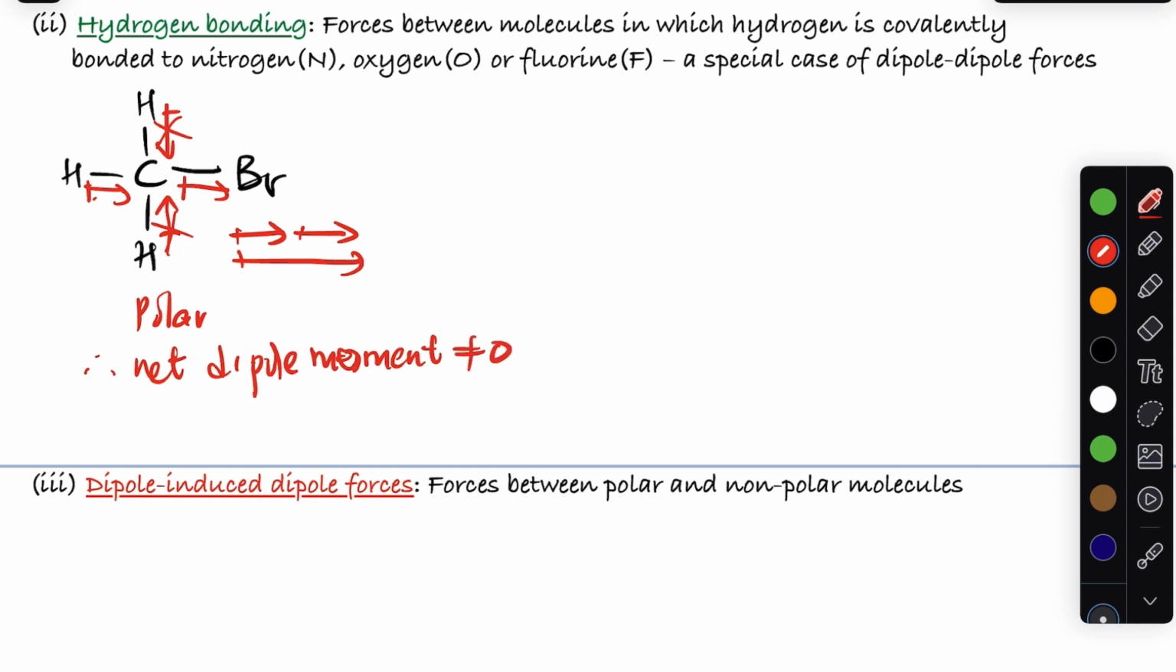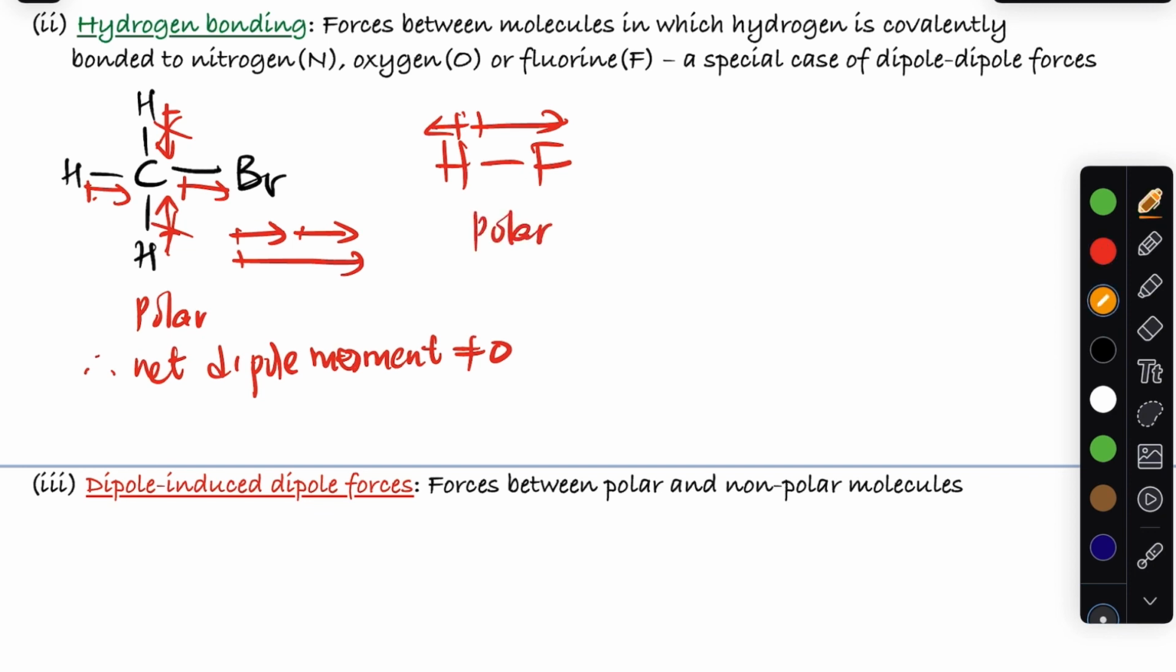So let's take another molecule. Let's say this molecule is HCl. We know HCl is polar. No, let's take hydrogen fluoride. So this one is polar as well. Guys, all the linear molecules like this are polar. The hydrogen halides, they're polar. So this one is polar.